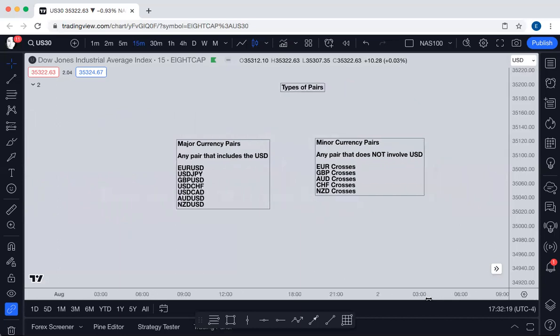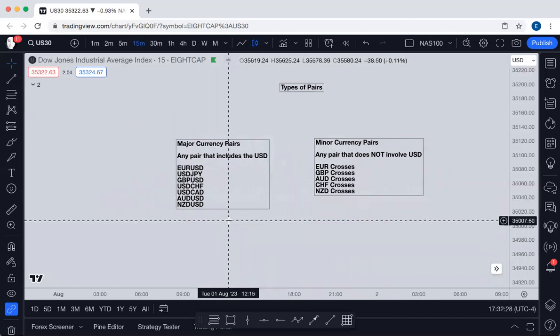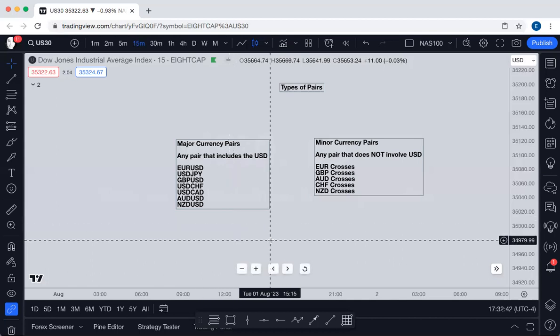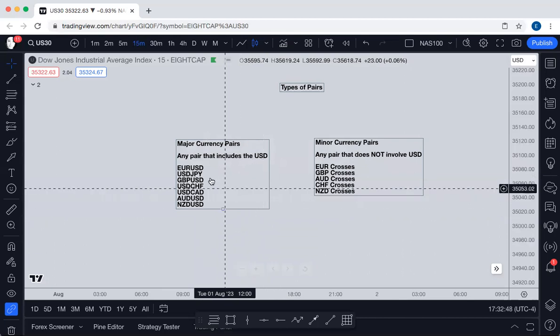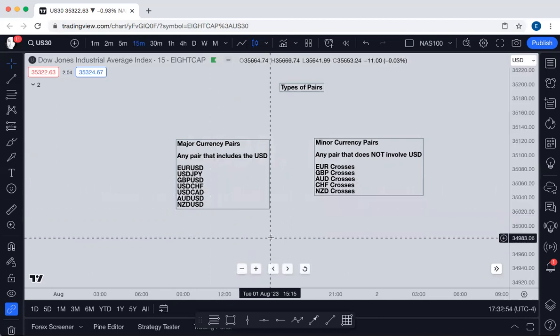What does that mean? Let's look at our pairs. We have major currency pairs. So that is any pair, right? You pair two currencies, any pair that includes the US dollar. So here you see Euro USD, okay? Meaning you're comparing the euro to the US dollar, all right? So just keep that in mind. And then you have USD JPY. You're comparing the US dollar to the Japanese yen, right? GBP USD, USD CHF, USD CAD, okay? So on and so forth. Similar thing, you're comparing it to the US dollar, okay?